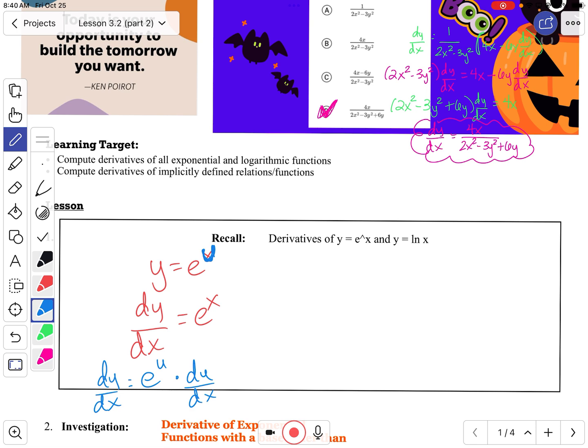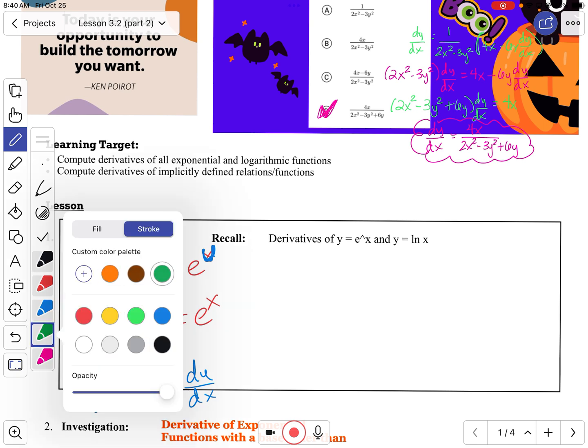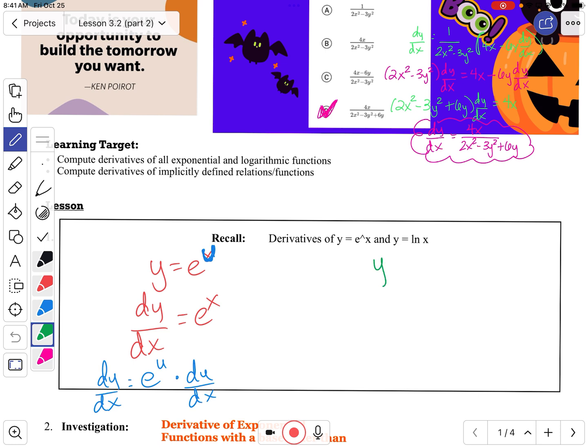And then likewise, we learned the derivative of ln. If we have y equals ln of something, the derivative is 1 over whatever we're taking the ln of, times the derivative of the inside stuff. So it could always be a chain, just using that new notation.